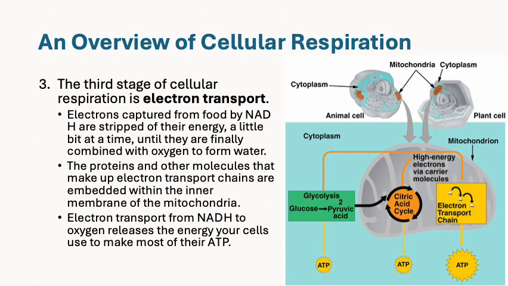The third stage of cellular respiration is electron transport. In this stage, the high energy electrons carried by NADH are passed through a series of proteins embedded in the inner mitochondrial membrane. As these electrons move step by step through the chain, they gradually lose energy. That released energy is not wasted. Instead, it is used as power for the production of ATP. At the end of the chain, oxygen acts as the final electron acceptor. Oxygen combines with electrons and hydrogen ions to form water. Without oxygen, this final stage cannot occur.